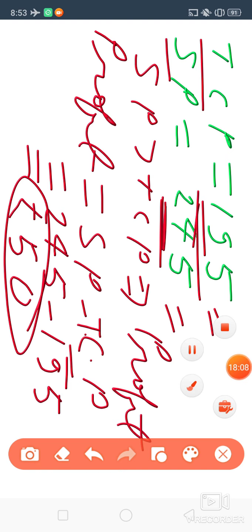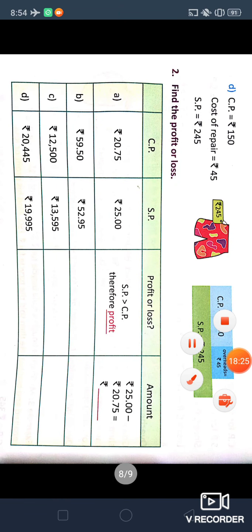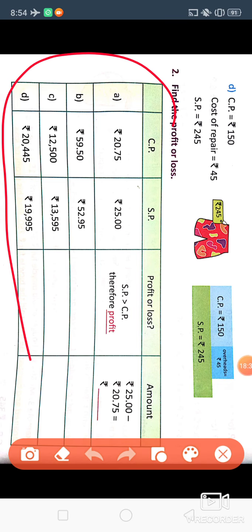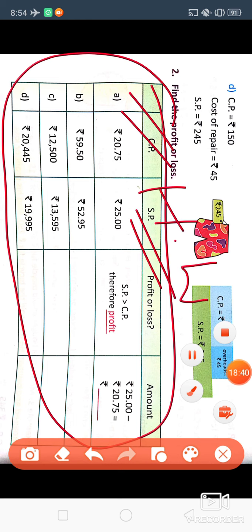So I hope whatever I have discussed today is clear to you. You'll try to solve this question, this table, if it is possible for you. Otherwise tomorrow I'll discuss this part, how to solve it. So this is your homework. Try to solve this one. If you're not able to, then tomorrow I'm going to discuss this part.